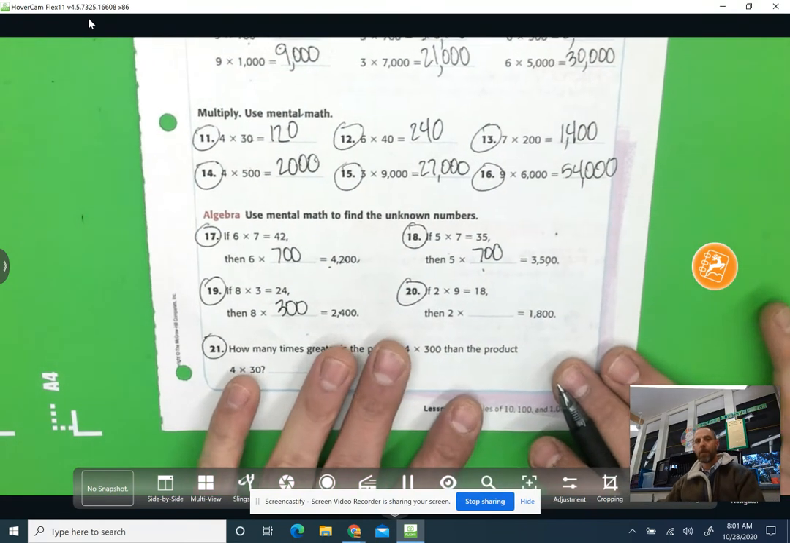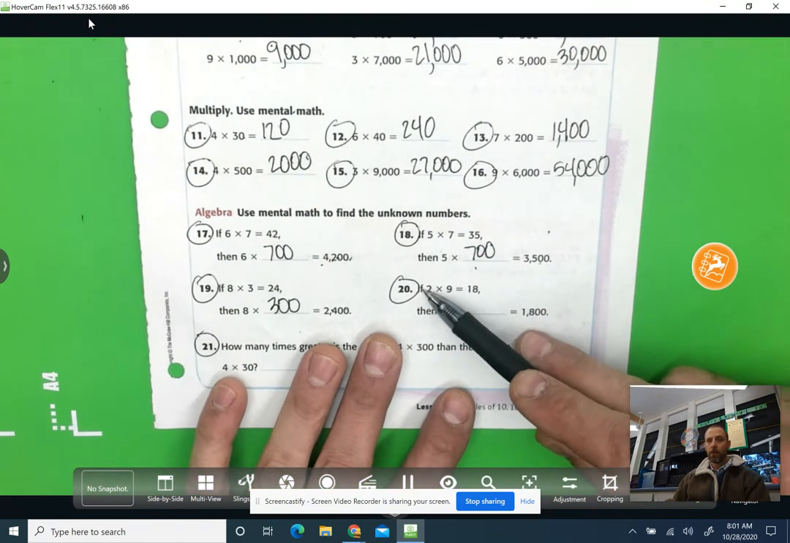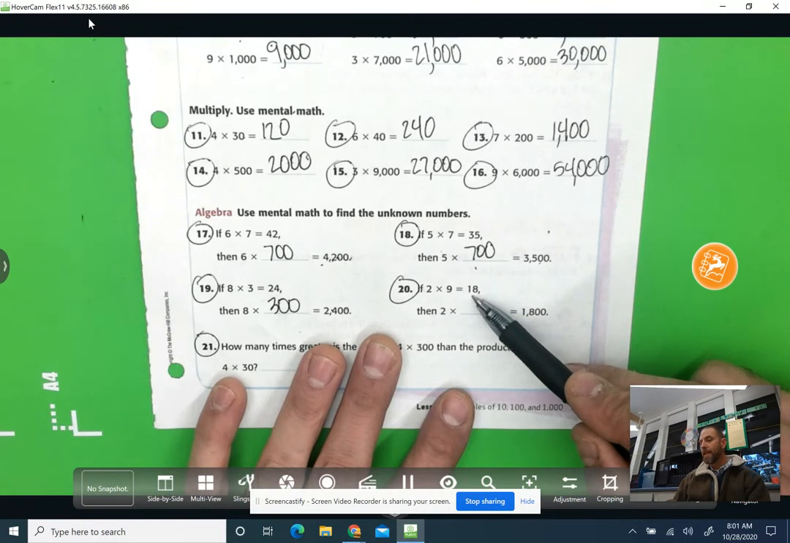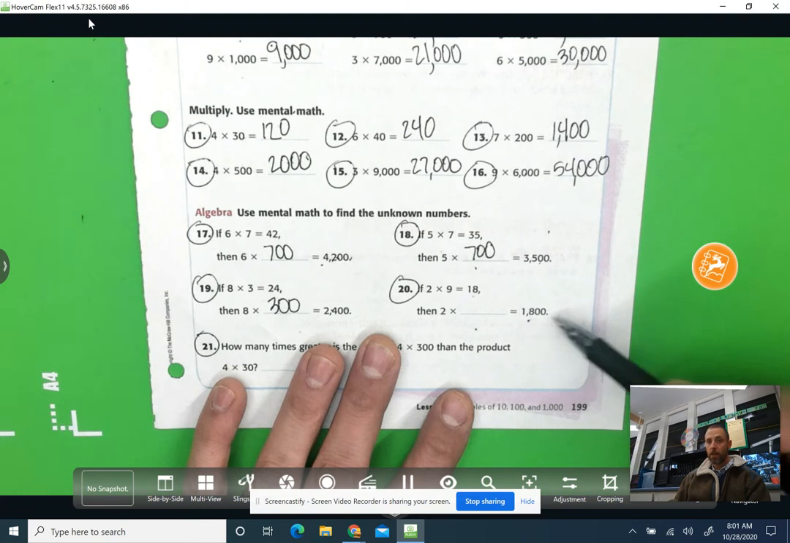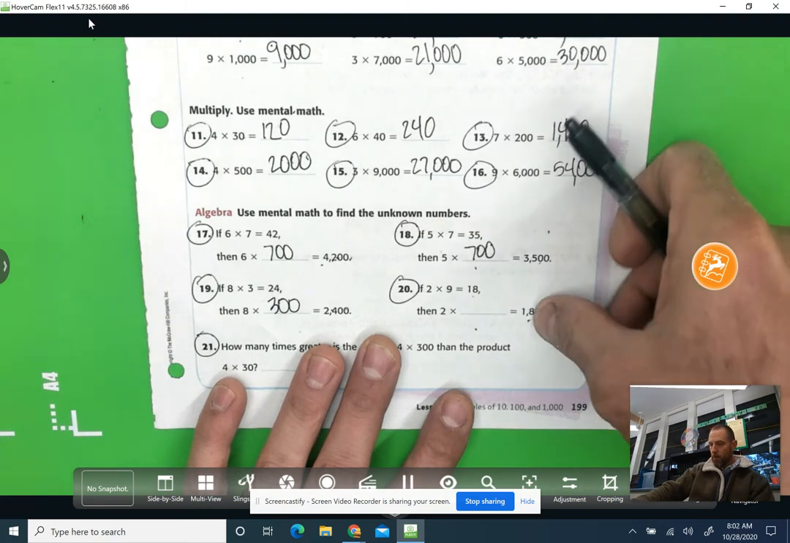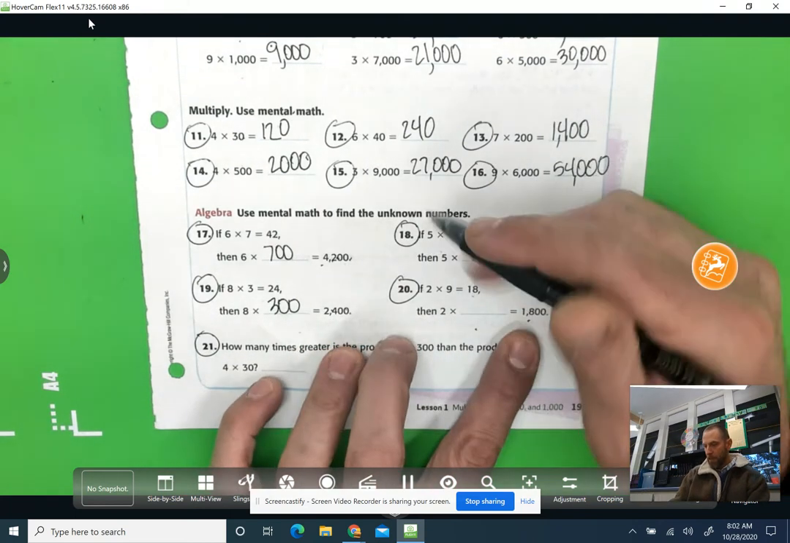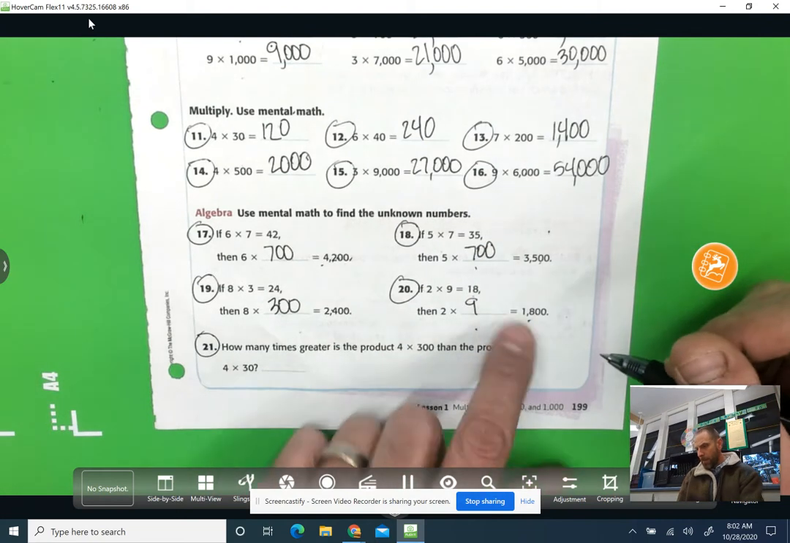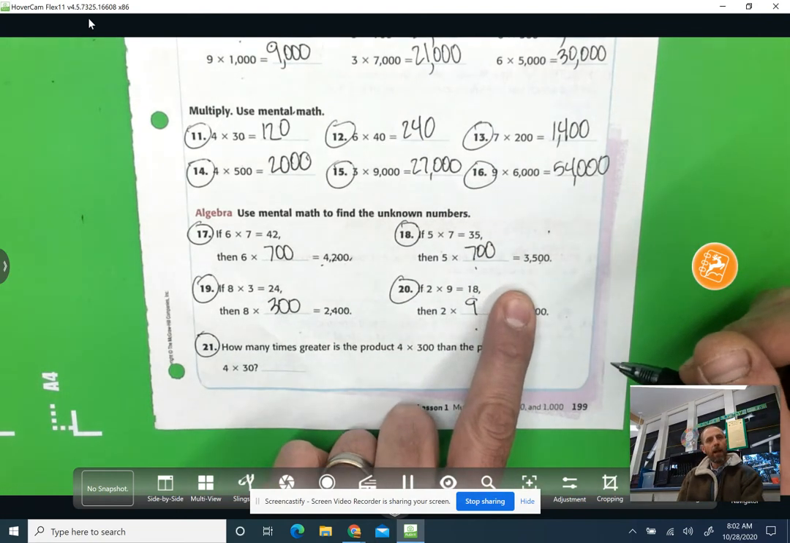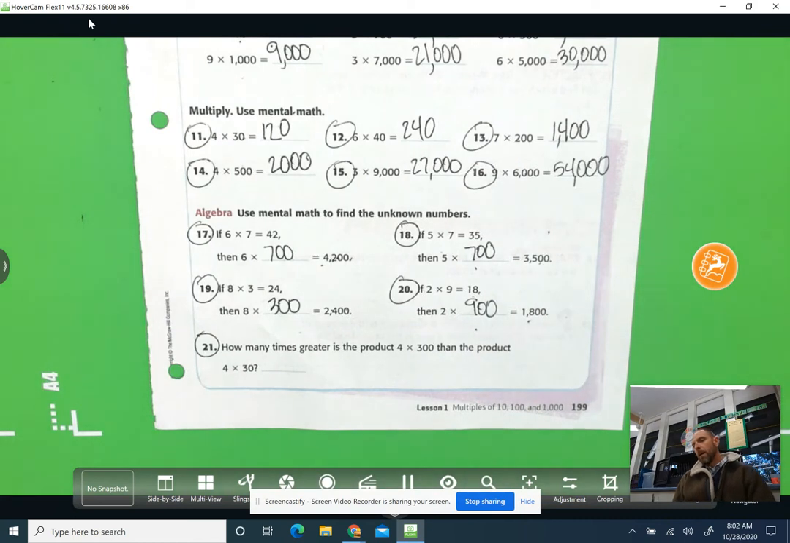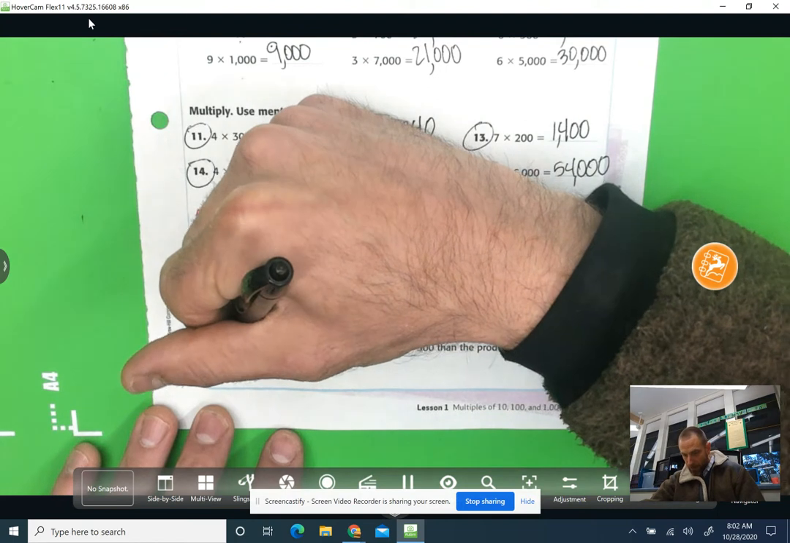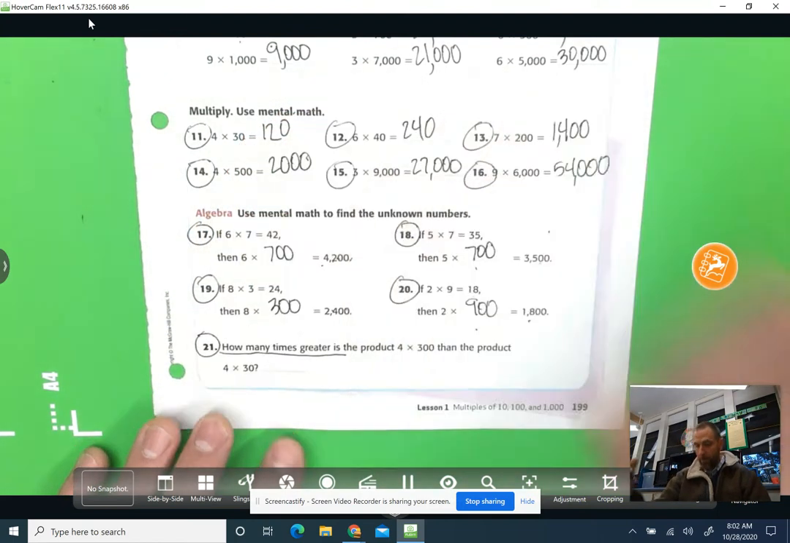Okay. Alrighty. And then let's take a look. If 2 times 9 is 18, then 2 times what is 1,800? 2 times 9 is 18, and how many zeros do I need to add? 2. 1, 2. How many times greater? How many times greater? Okay.